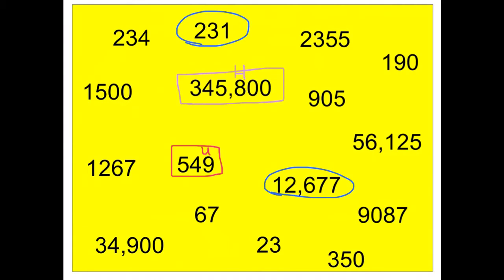Next question. Find a number for me that has 9 in the tens. 9 in the tens, and write down that number. And there it is. It's got 9 in the tens. And our final question, find for me a number that has 2 in the thousands. 2 in the thousands. And there it is. It's got 2 in the thousands. 2,355.